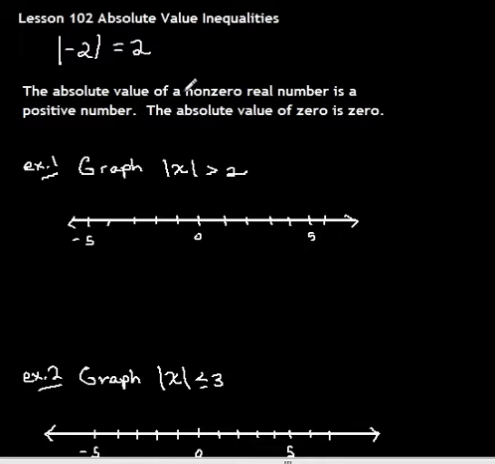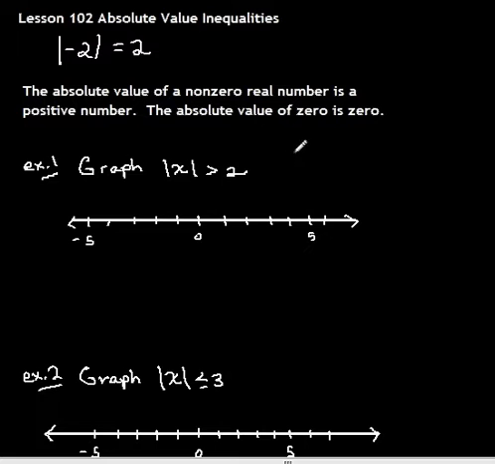So keeping that in mind, we're going to try to solve some absolute value inequalities. Here's the definition. The absolute value of a non-zero real number is a positive number. The absolute value of 0 is 0. We're going to graph these. We want all the numbers whose absolute value is greater than 2.